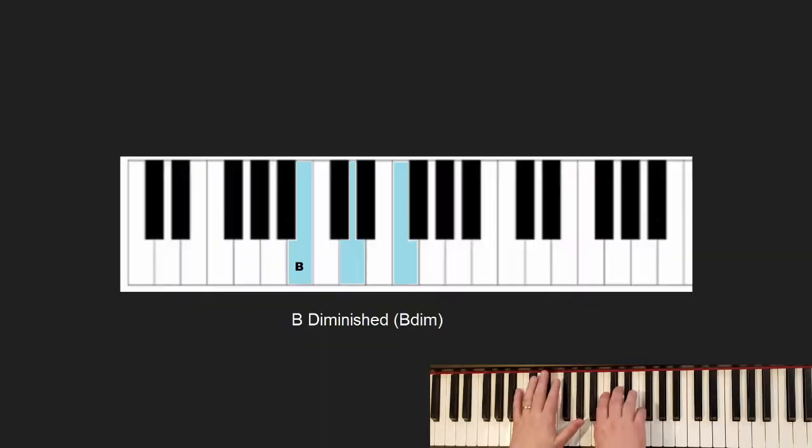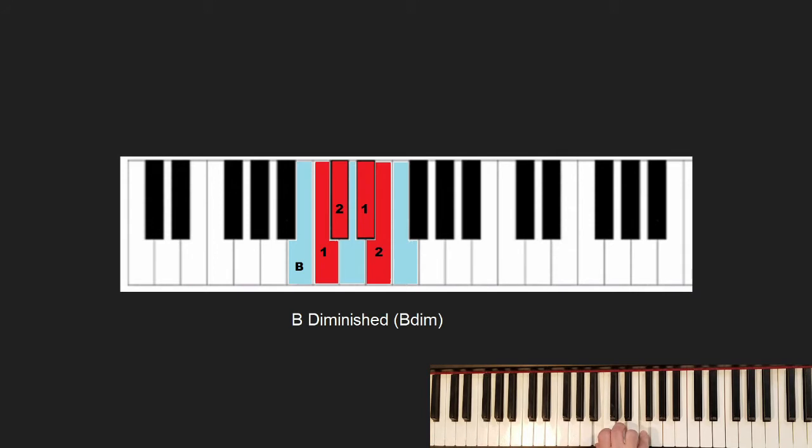So let's start with the diminished. If you remember, all the way back to lesson 2, I said, let's ignore the B chord for now. We'll get to that in a later lesson. Well, let's go ahead and look at a B natural chord. So you have the B, D, and F. So how many notes are between B and the D? There's 2. And how many notes are between D and F? 2.